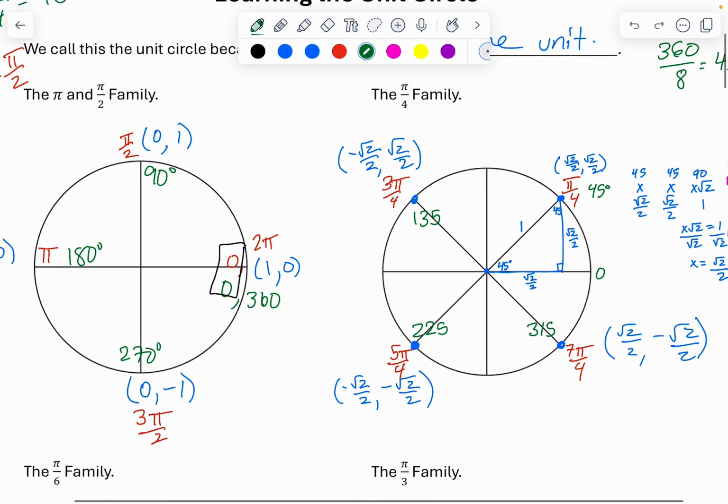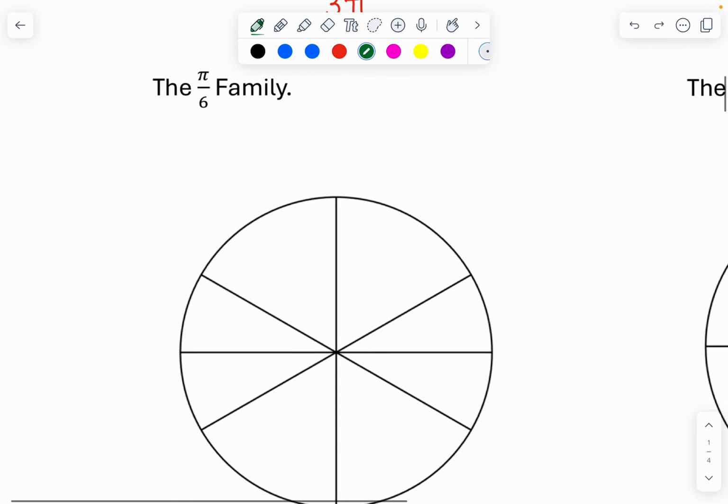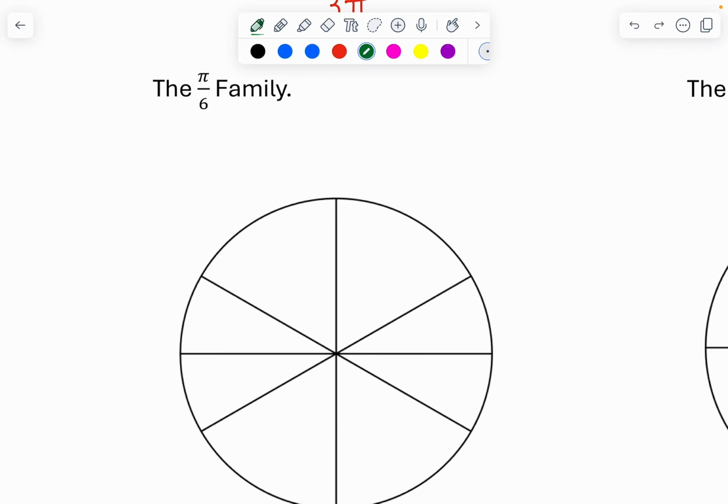Super. Okay, we've got 2 more families to look at. The next one, hang on, I need some water.